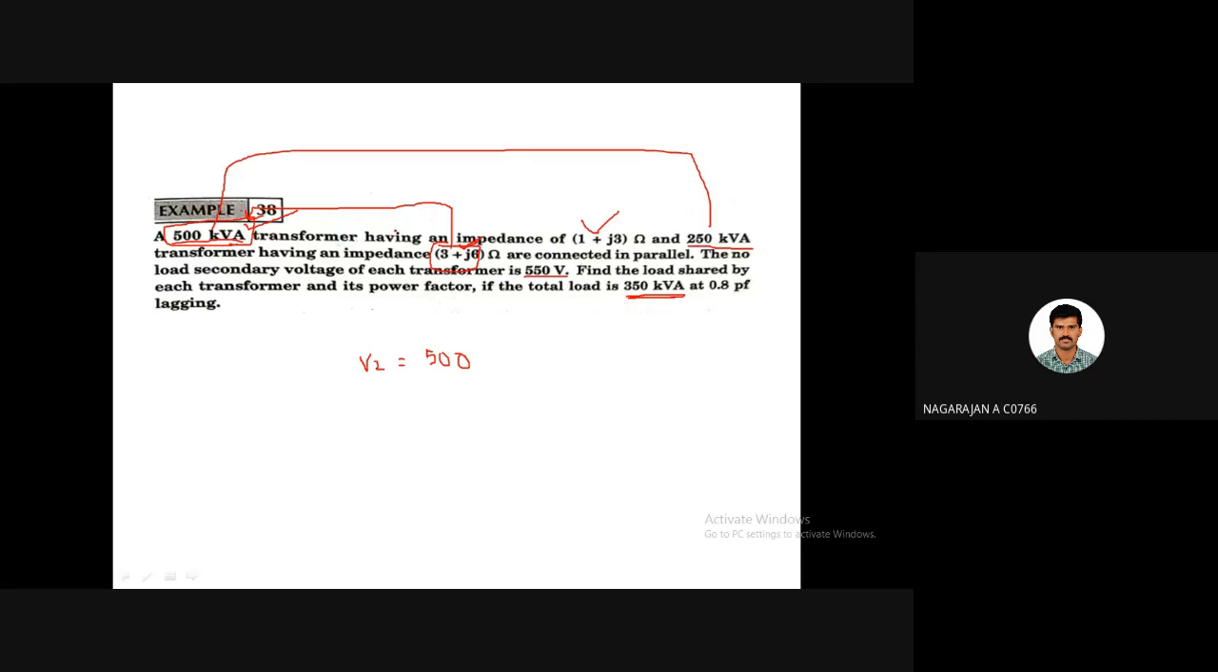So for converting this, we have an equation. I'll tell you that later. First, write the given data. Find out the impedance value of ZA in terms of magnitude and angle. What is the value of ZA? 1 plus j3. Convert that into polar form and answer me.